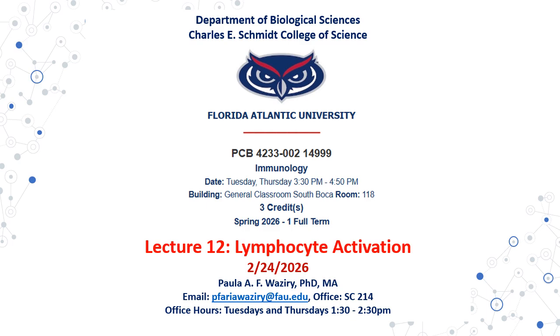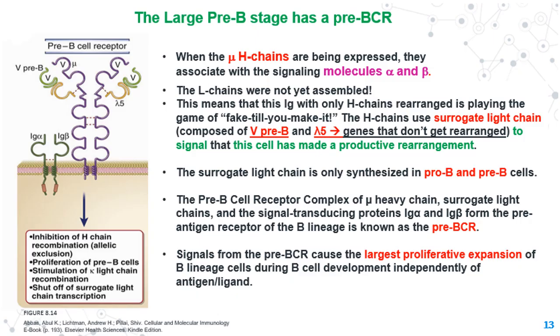We are going to finish looking at the B lymphocyte development, and then we're going to go here for the lymphocyte activation. All right, so we have looked at how the B cell is developing in the bone marrow, right? So first you have to do the rearrangement for the heavy chain, and then you have to test the heavy chain, right? So you're going to test the heavy chain using that surrogate light chain.